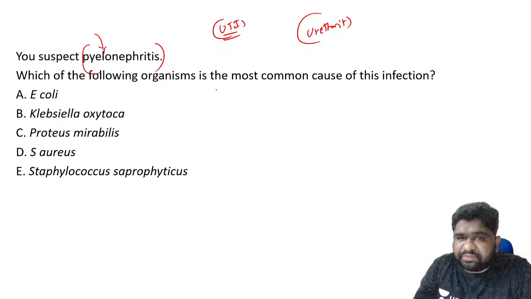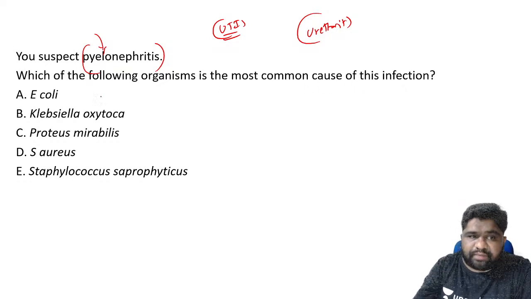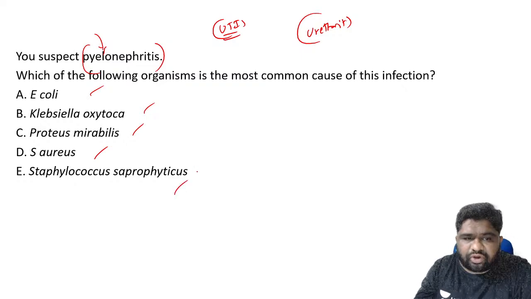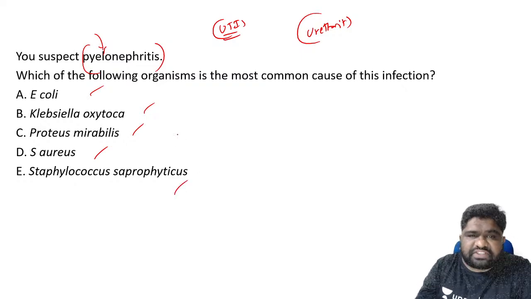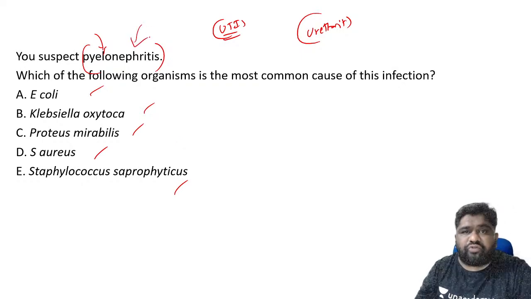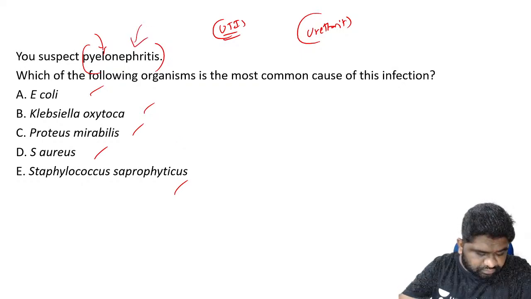Which of the following organisms is the most common cause of this infection? Tell me, is it E. coli, Klebsiella, Proteus, Staphylococcus aureus, or Staphylococcus saprophyticus? Among the 5, which is the most common cause of pyelonephritis here? Come on, go for the answer, people.